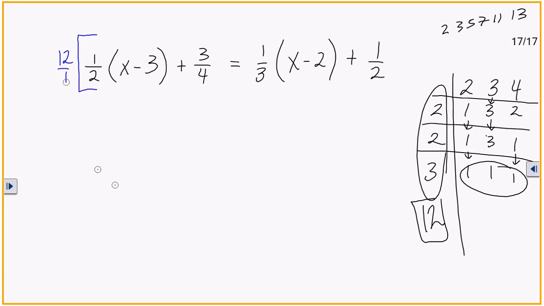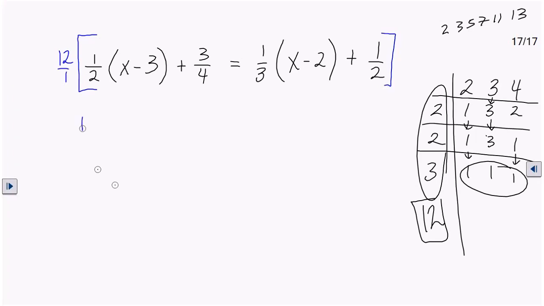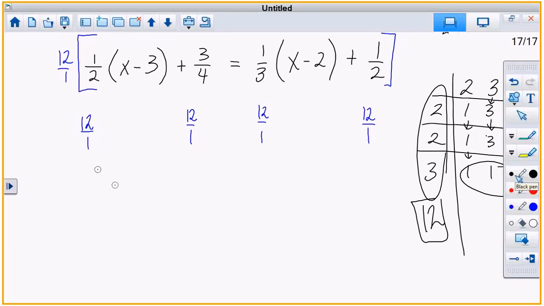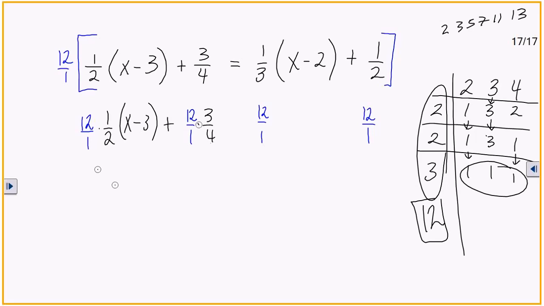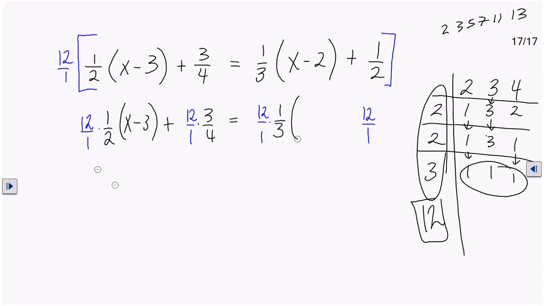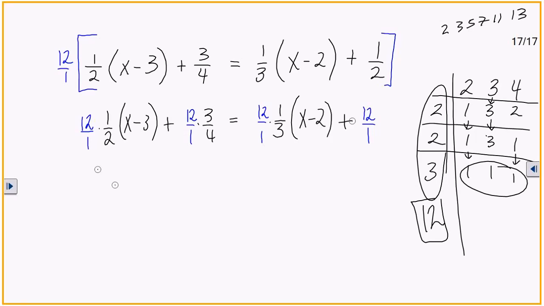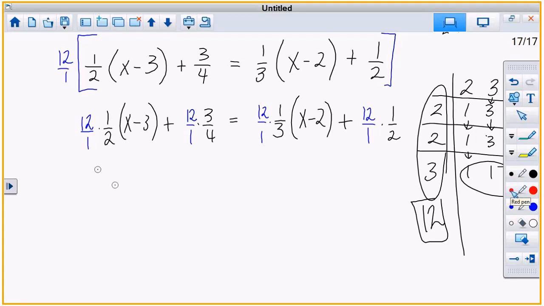Now I'm going to put a baby step in here because it's very important that I do that. So I'm going to put a 12 over 1 here. I'm going to put a 12 over 1 here. A 12 over 1 here. And a 12 over 1 here. And now I'm going to write my problem. Times 1 half x minus 3 plus 3 fourths is equal to 1 third times x minus 2 plus 1 half. Get my red pen out because the whole purpose of multiplying by the common denominator is so I can cancel some fractions out.